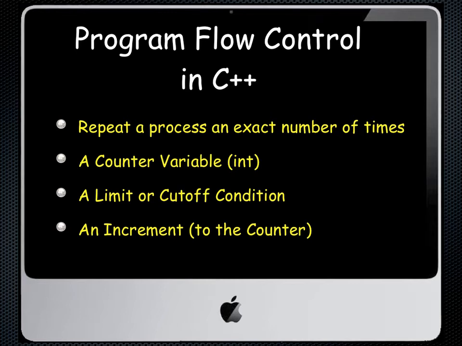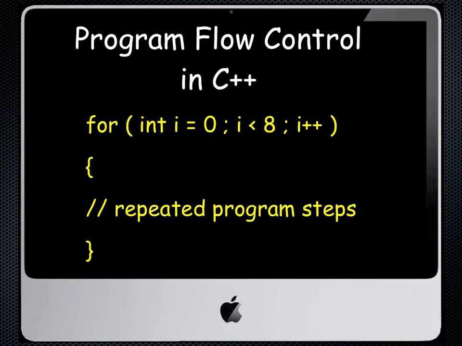A for loop will repeat a process an exact number of times. It will consist of a counter variable, which is always an integer, a limit or cutoff condition for the value of that counter variable, and an increment to that counter variable. Okay, let's take a look and see what these mean.